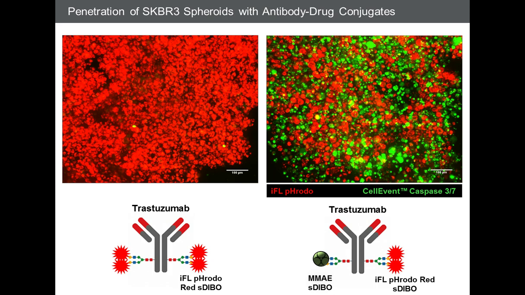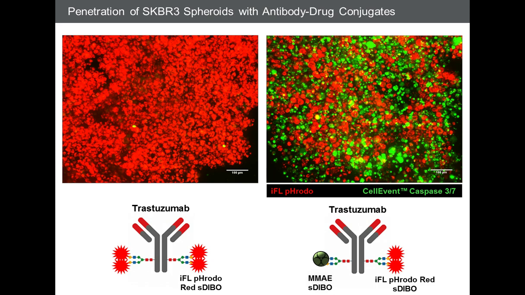Now, if we take the same antibody and instead of attaching just the IFL pHrodo red S-dibo, we now make our dual labeled conjugate, so labeled with both our MMAE in a clickable version and the IFL pHrodo red S-dibo, essentially making an antibody-drug conjugate.